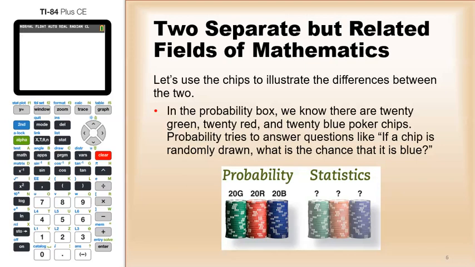In the probability box on the left, we know there are 20 green, 20 red, and 20 blue poker chips. So a probability question would ask something like, if a chip is randomly drawn, what is the chance that it is blue?